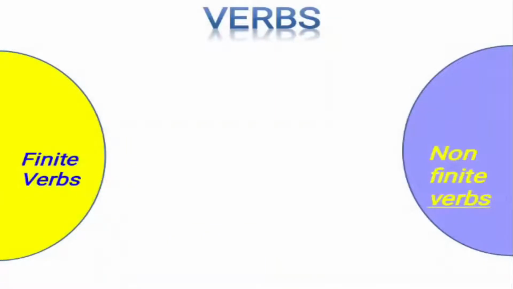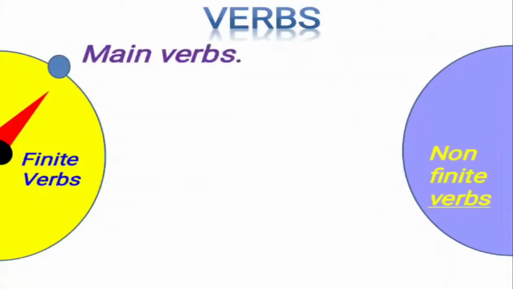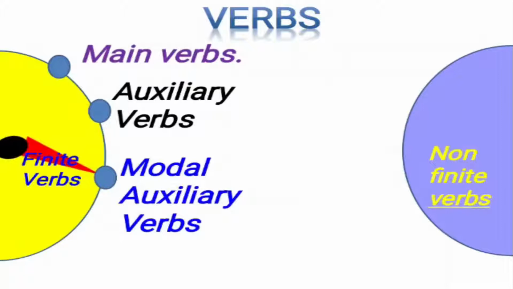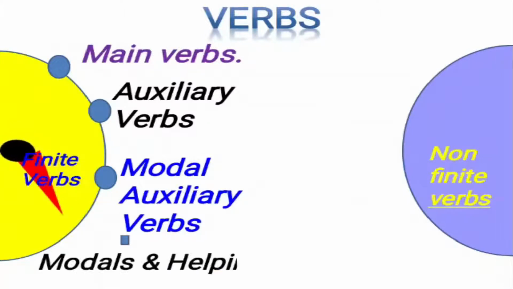So, students, verbs are of two kinds, that is finite verbs and non-finite verbs. Finite verbs are the main verbs, the auxiliary verbs, and the modal auxiliary verbs. These modal auxiliary verbs and auxiliary verbs are also called modals and helping verbs. Now, what are the types of non-finite verbs?